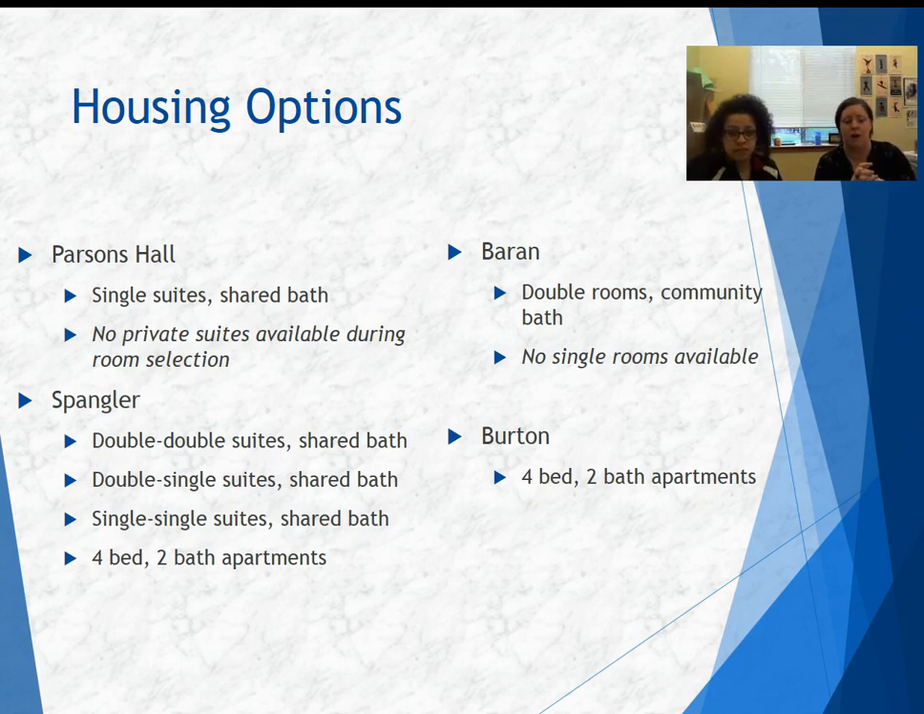To continue, we do have 4-bedroom, 2-bath apartments, so those are in Spangler. Those options are limited. There's not many of them, and so it's really important that you understand both options in terms of apartment living. In Barron, there are double rooms with a community bath, so very similar to Parsons, just in a different building, and that building is separated by gender. So the 2nd floor is women and the 3rd floor is men. There are no single rooms available in there. And in terms of Burton, we have the same situation. There's 4-bed and 2-bath in those apartments. If you have any questions, feel free to ask us.